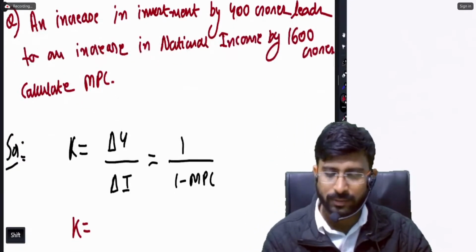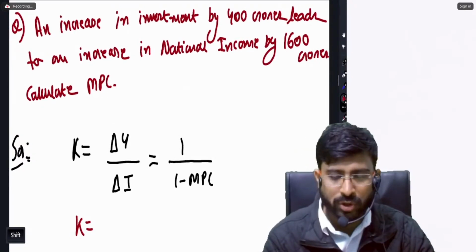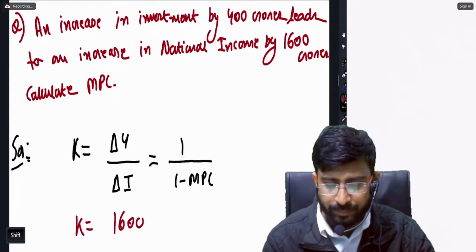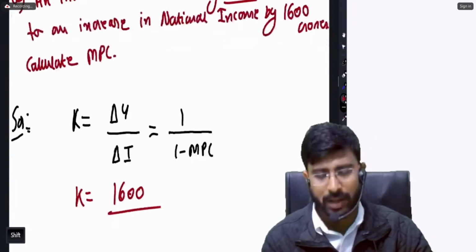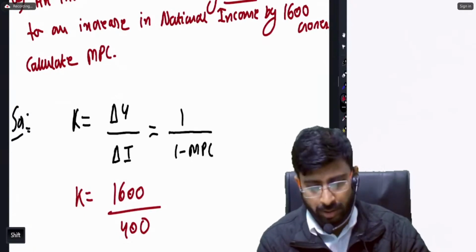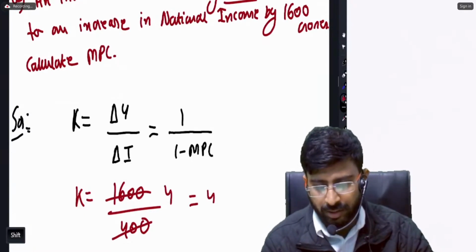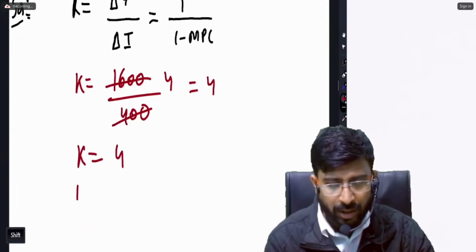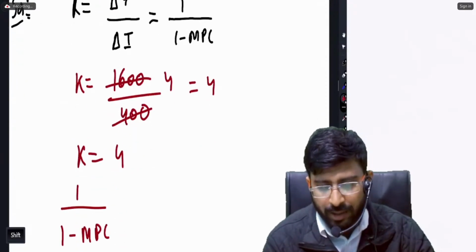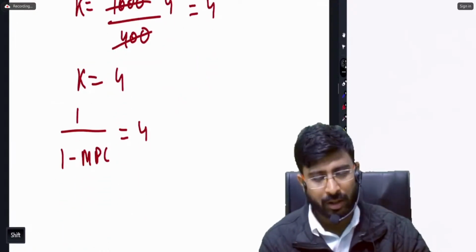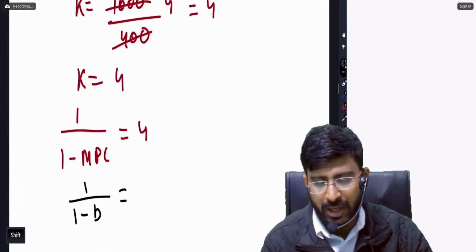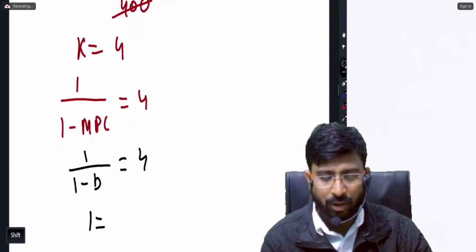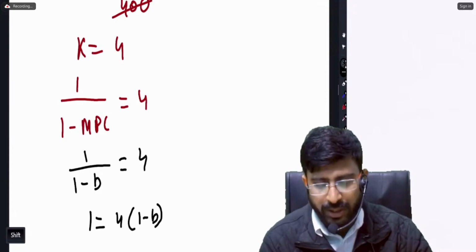So friends, you see, delta Y by delta I. Delta Y means by how much is income increasing? Income is increasing by 1600 crores. And by how much is investment increasing? Investment is increasing by 400 crores. So here your K comes to 4. So everybody, K is equal to 4. Now everyone, K is 1 by 1 minus MPC. I am sure all of you have realized this, which makes me write 1 by 1 minus B equals 4. So if we cross multiply, 1 equals 4 into 1 minus B, yes or no?